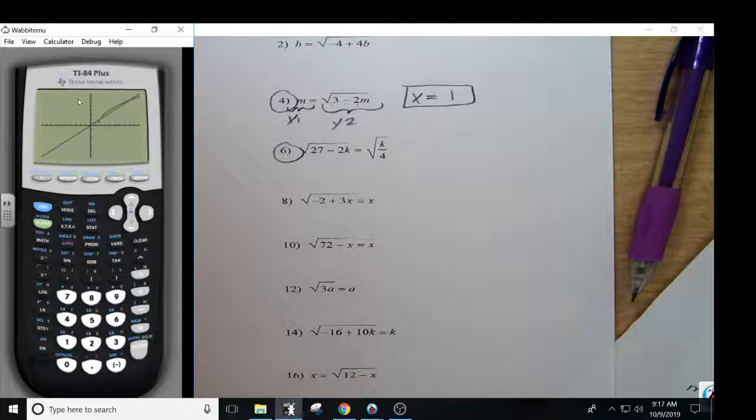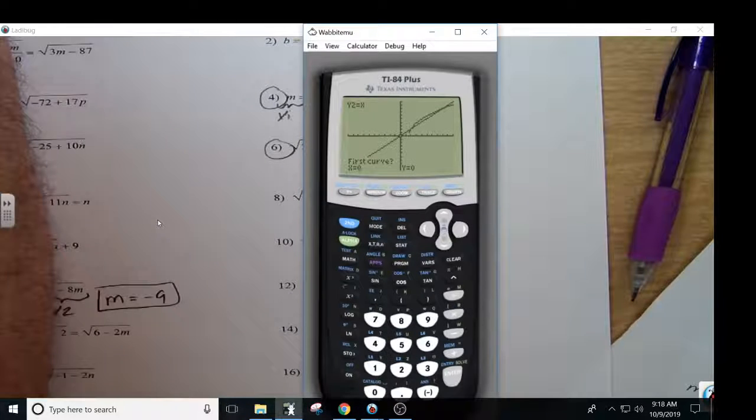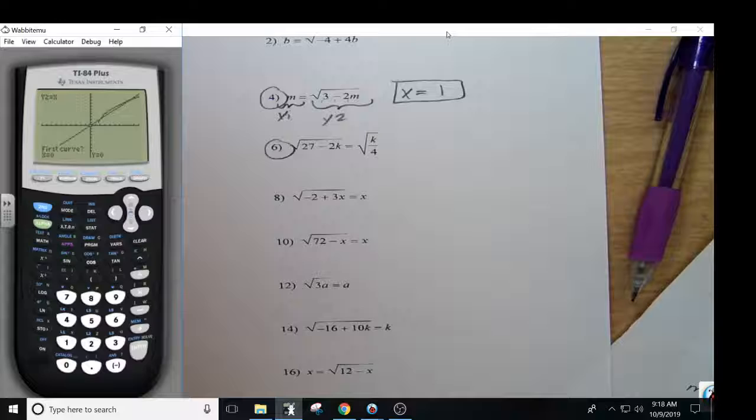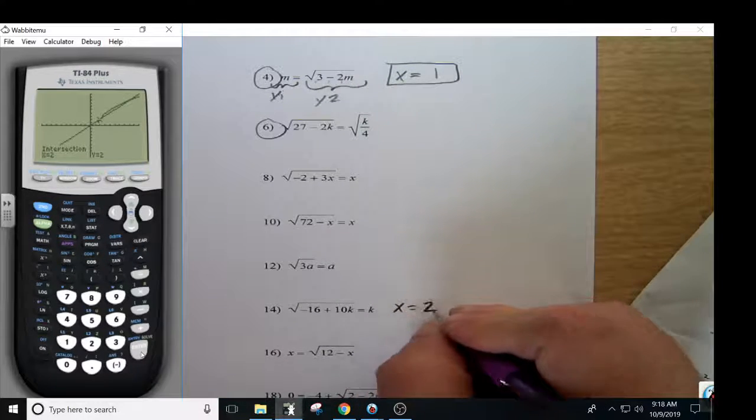Now, guys, look at this graph. If you look at it close, look right here. You've got an intersection here, and you've got an intersection here. That's when you have two solutions. So second trace, intersect, and what you're going to do is go near that one intersection first. So press enter 3 times. X equals 2. So one of your answers for 14 is 2.